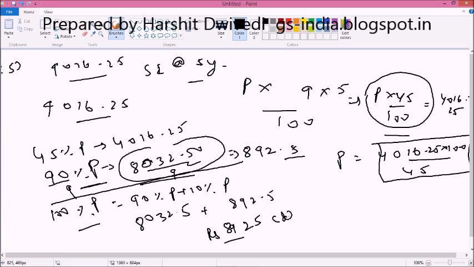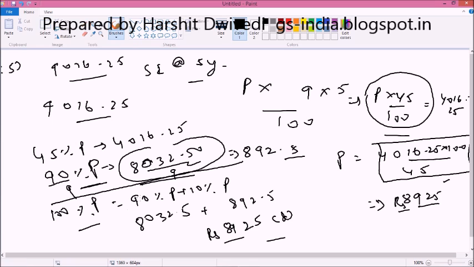So your answer is option D, 8930. When you solve it here, you are also going to get 8,925. But you don't need to do that, because in approximation this one is a bit easy, because here 90% of the principal is 8,032.5.